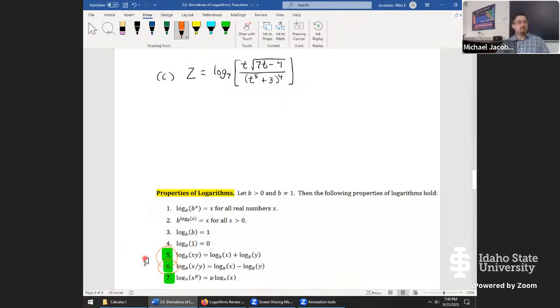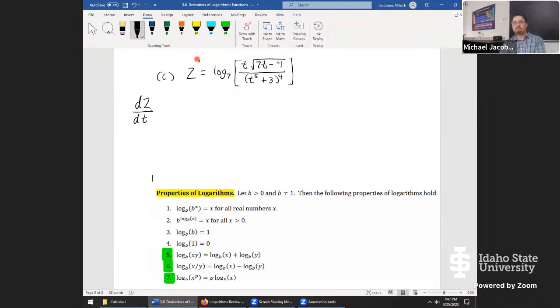So for each problem, try to find a way to simplify as much as possible, not just a little. So here's what our answer is going to look like. Either call it z prime, or let's give Leibniz notation some love. It's the derivative of z with respect to the variable t.